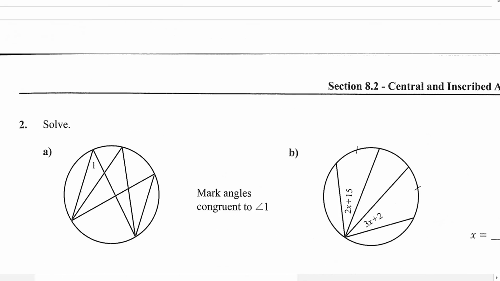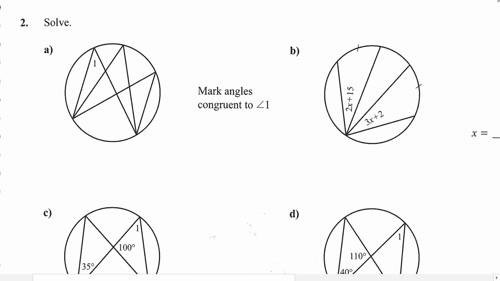Okay, let's move on to the next page here. Question number 2: Mark angles congruent to angle number 1. Well, congruent basically means angles that have the same value as angle number 1. So here's angle number 1. Now angle number 1 is an inscribed angle. It's an angle that touches the edge of the circle.